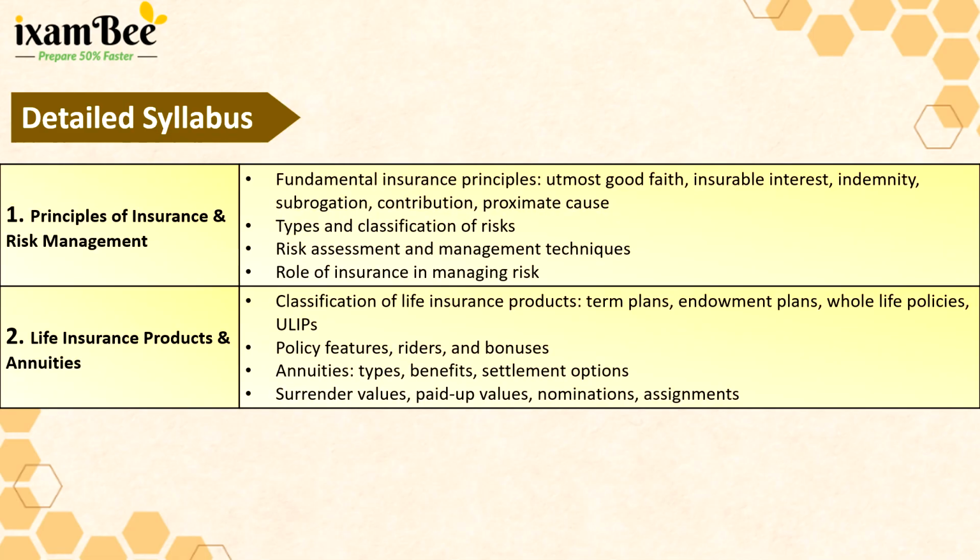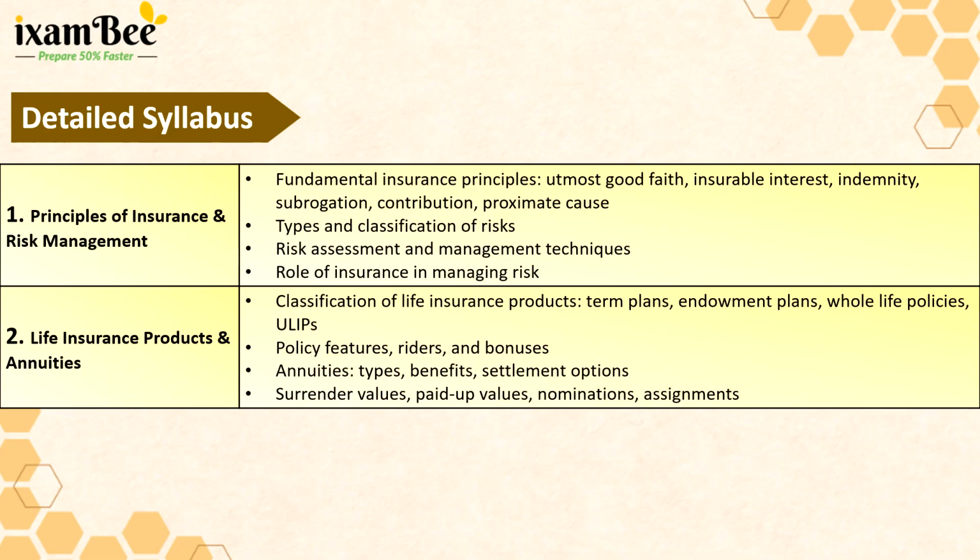Talking about the syllabus, we've designed the syllabus into 8 units, covering the entire concept holistically. The first part is the principles of insurance and risk management, where we'll be discussing the principles, the classification of risk, and the role of insurance in managing that risk. The second unit focuses on life insurance products: the policy features, the riders, the bonuses, the surrender values, and all the technical terms that are a part of the life insurance business.